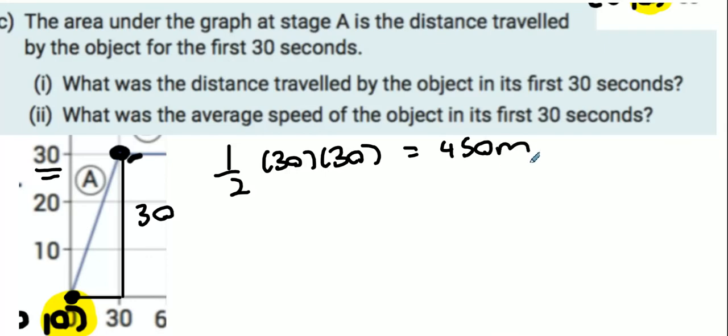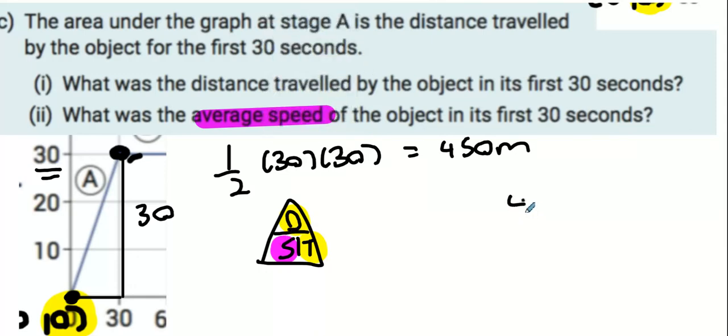Now, what's the average speed, though, is what we're trying to figure out. Now, use your distance, speed, time triangle. Which one are you after? If you read the language of the question, you're looking for average speed, which means you're looking for the S, which means you're going to do distance divided by time. So what is the distance again? 450. And the time? 30 seconds. Then what do you get? Anybody? 15 meters per second. All right.